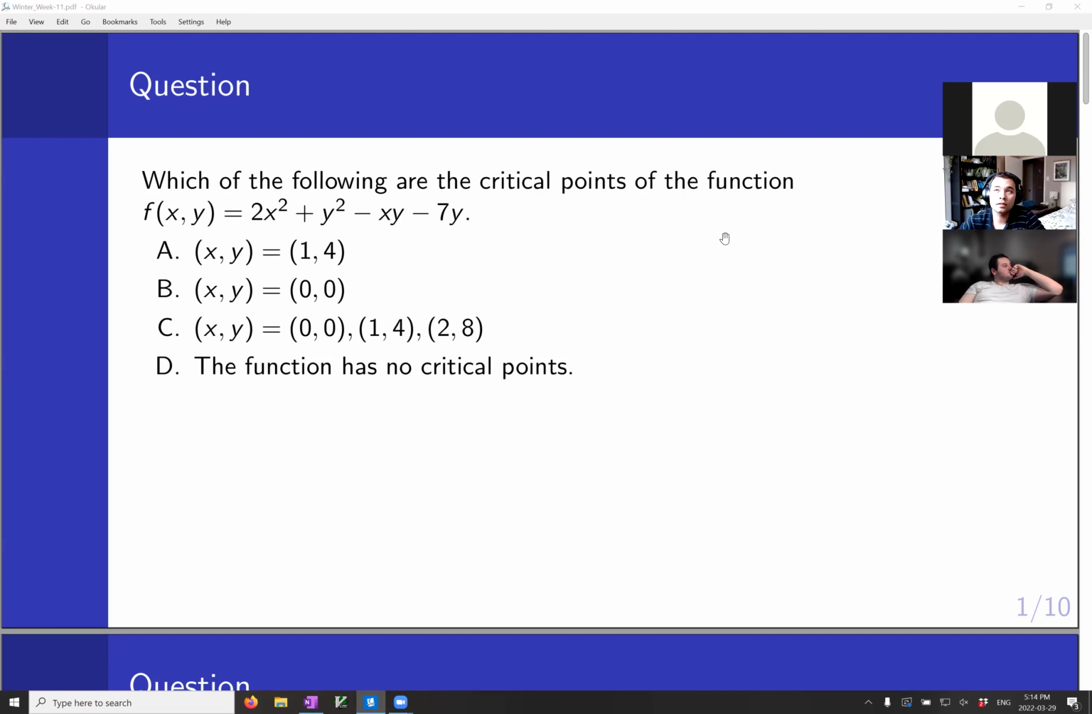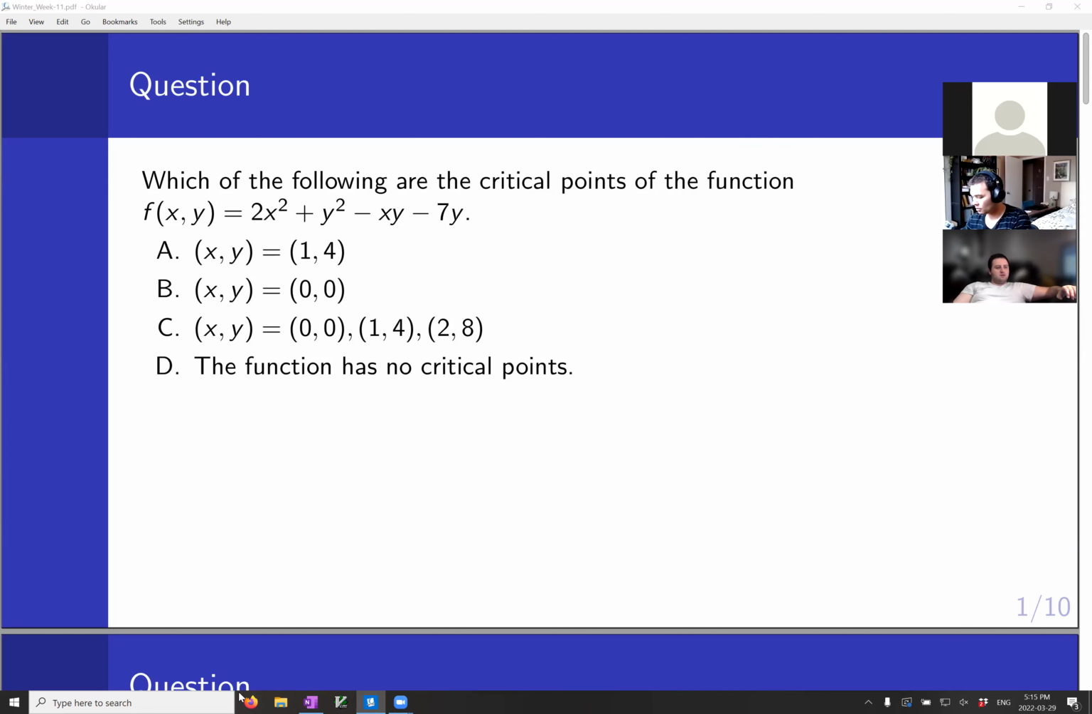All right, let's take a look. Class is leaning towards A. A is absolutely the correct answer. So the point (1, 4) is a critical point. You can see that (0, 0) is actually not going to work. When you take the y derivative of this function, you're going to get a -7 show up, right? So that's not going to work out.